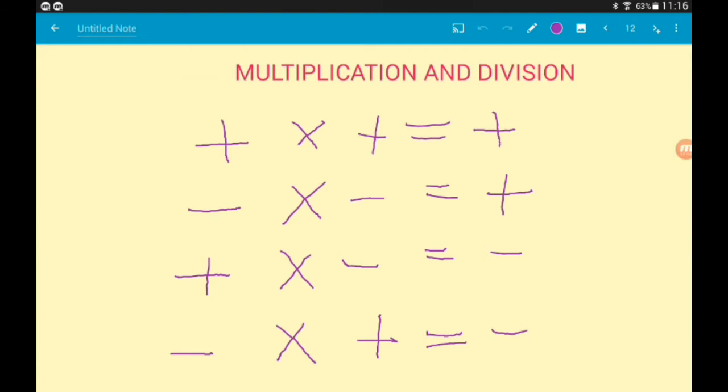When we do a positive times a negative, we get a negative. When we do negative times positive, we get a negative. And the same is true for division. When we do a positive divided by a negative, we get a negative. And when we do a negative divided by a positive, we get a negative. So when the signs are different, you get a negative. So let's have a look at using these rules.